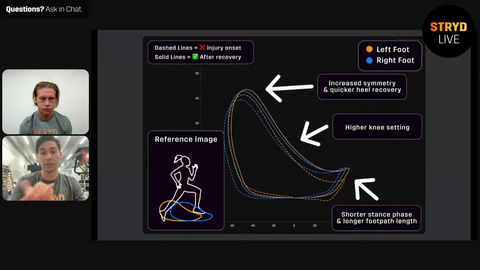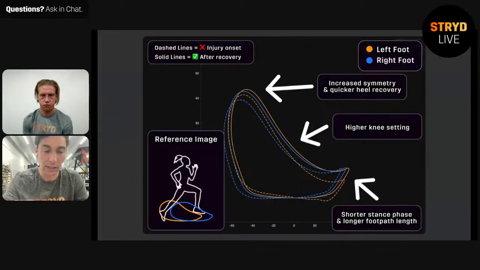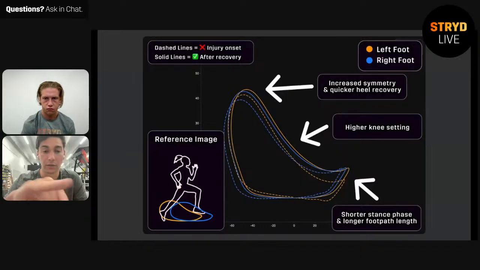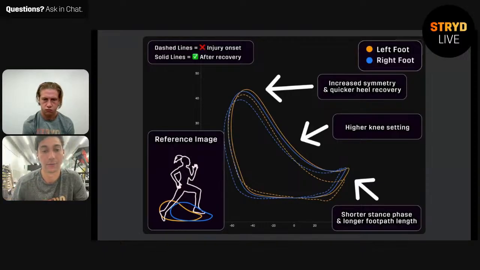You also see quicker heel recovery and a higher knee lift as well. You can see that the hump of that footpath in the back is higher, and the line coming down, although it might be steeper because that knee lift is higher, is coming down harder, and you gain more effective force application there. This results in a longer footpath and shorter stance phase. A good thing to keep in mind is that this points out he's moving in the right direction in terms of efficiency and injury resilience for his footpath.